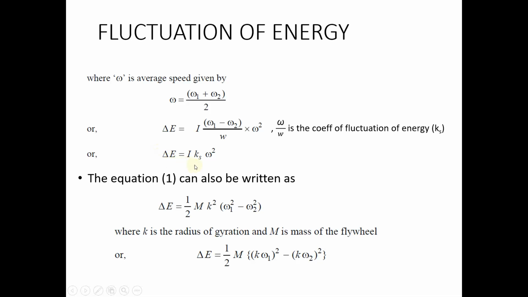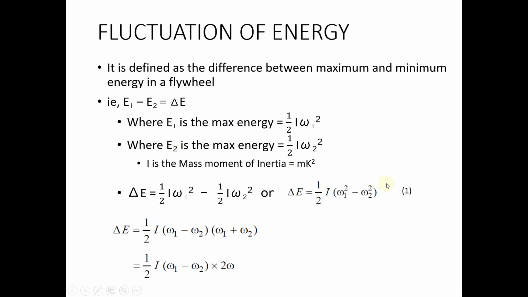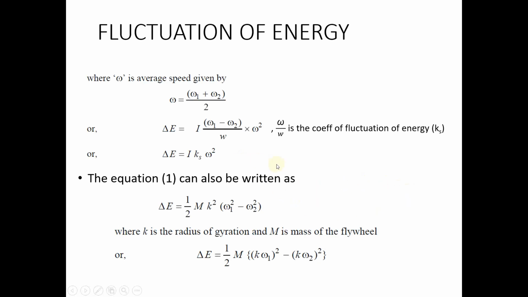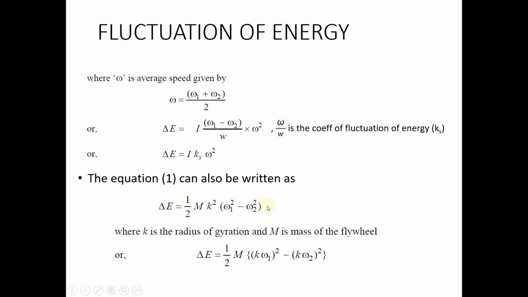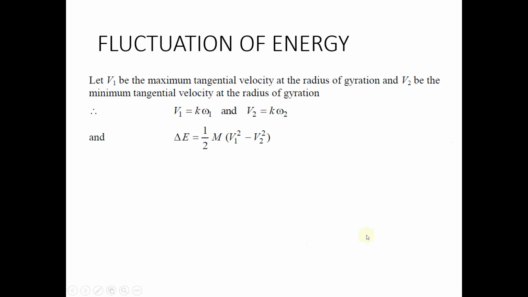Again, we can write different modifications of these equations. The previous equation, a basic equation, can again be written as delta E is equal to half into mk square into omega 1 square minus omega 2 square. So mass moment of inertia mk square, again substitute the value of I is equal to mk square in this equation, we get it like this. So take the k value inside, so we get here delta E is equal to half m into k omega 1 the whole square minus k omega 2 the whole square.